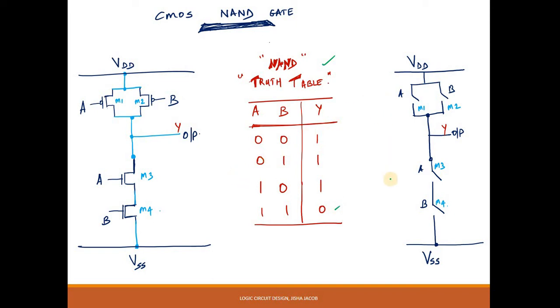Let us see if it conforms with this truth table or not. Let us verify whether it conforms with the truth table. Okay. You see A and B are applied to two PMOS transistors which act as switches. That is the equivalent circuit that I have drawn here. They act as two switches. And you see A and B at the pull-down network, there also they act as switches.